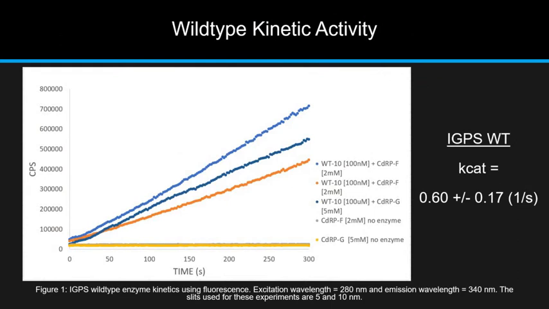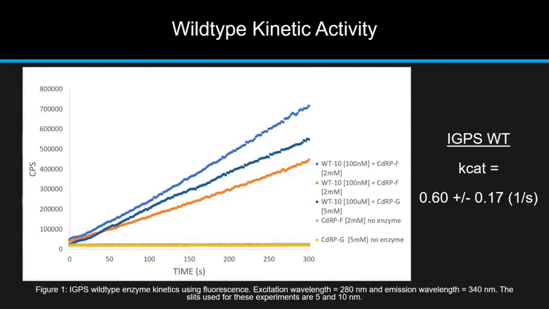Before we can study the mutations, we have to study the wild-type enzyme. All enzyme kinetics were measured in a cuvette using fluorescence, with an excitation wavelength of 280 nanometers and an emission wavelength of 340 nanometers. In this case, we are measuring the appearance of product. On the bottom, we see a substrate-only control. These two reactions that are actually superimposed do not contain any enzyme. So over time, no product will appear.